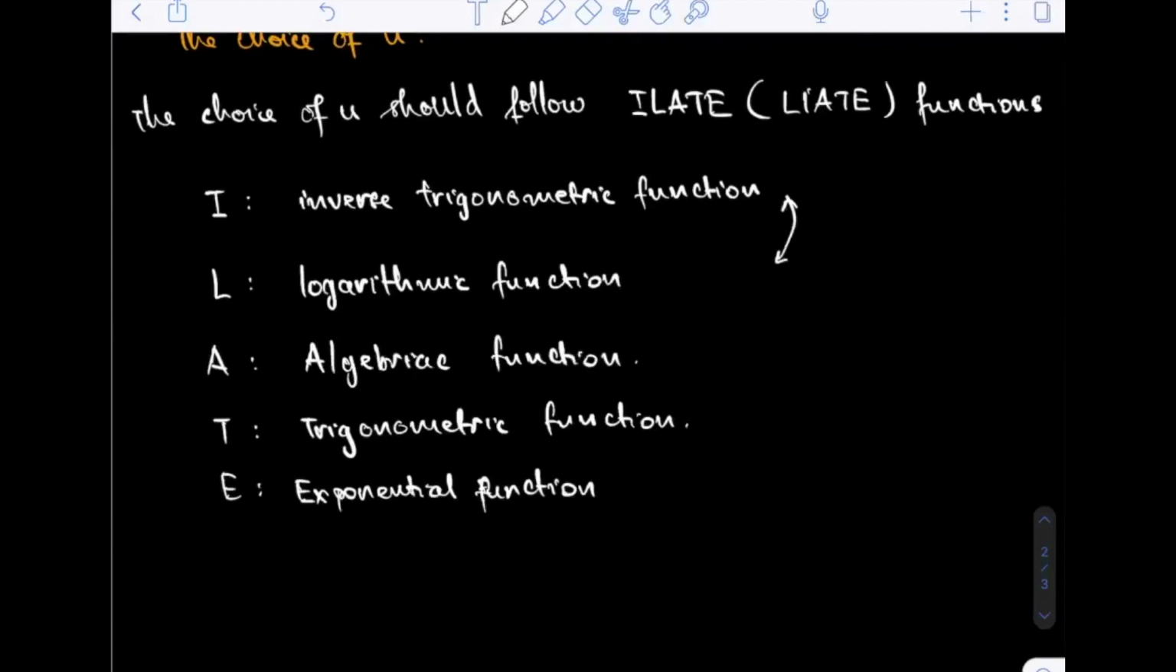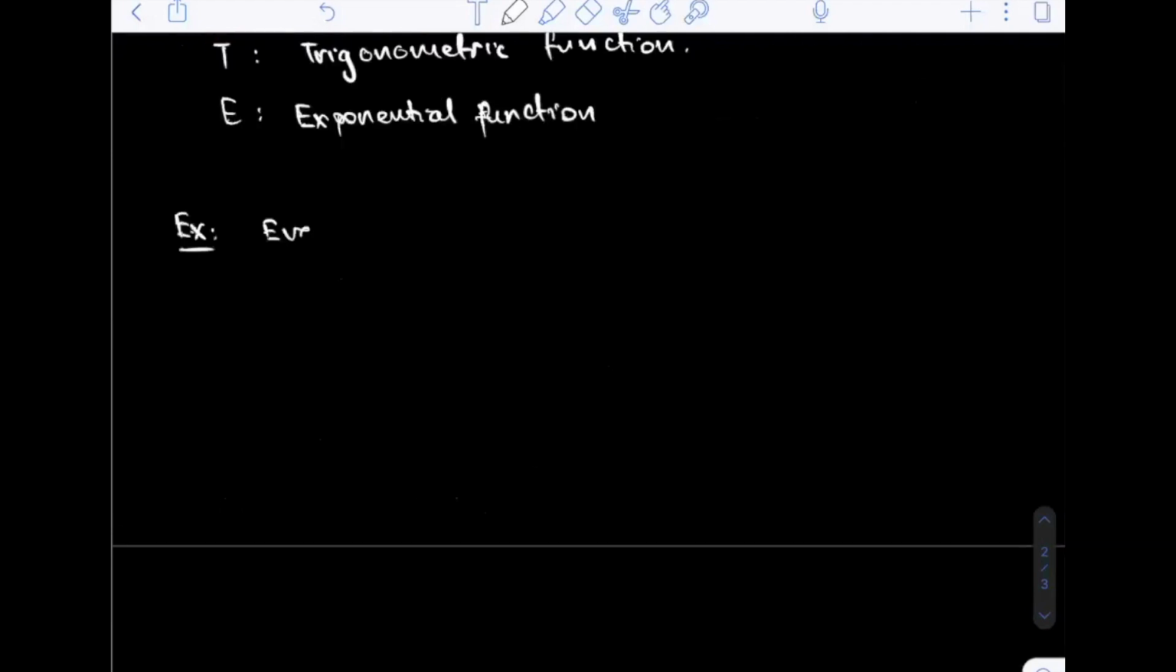So let's take a look at an example. You would like to evaluate the integral of x e to the x dx.